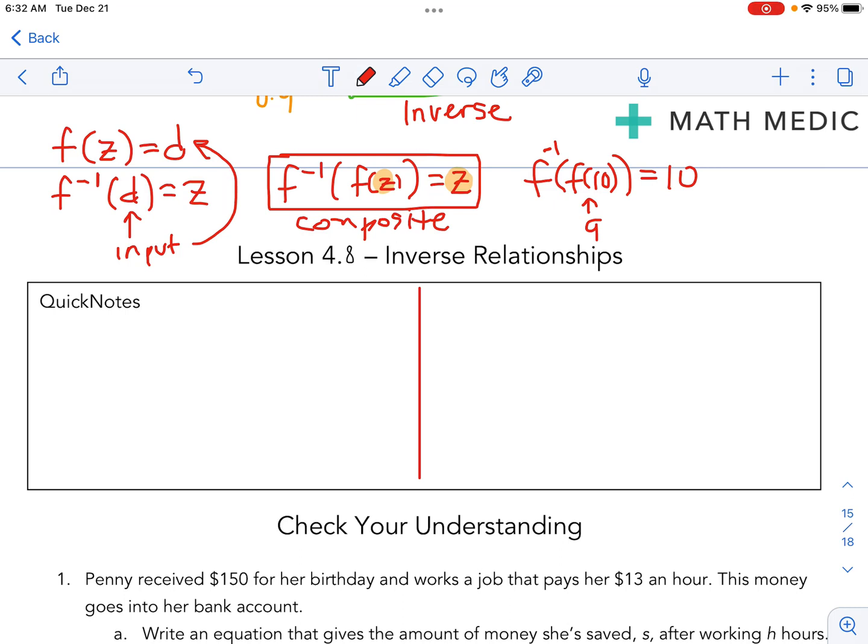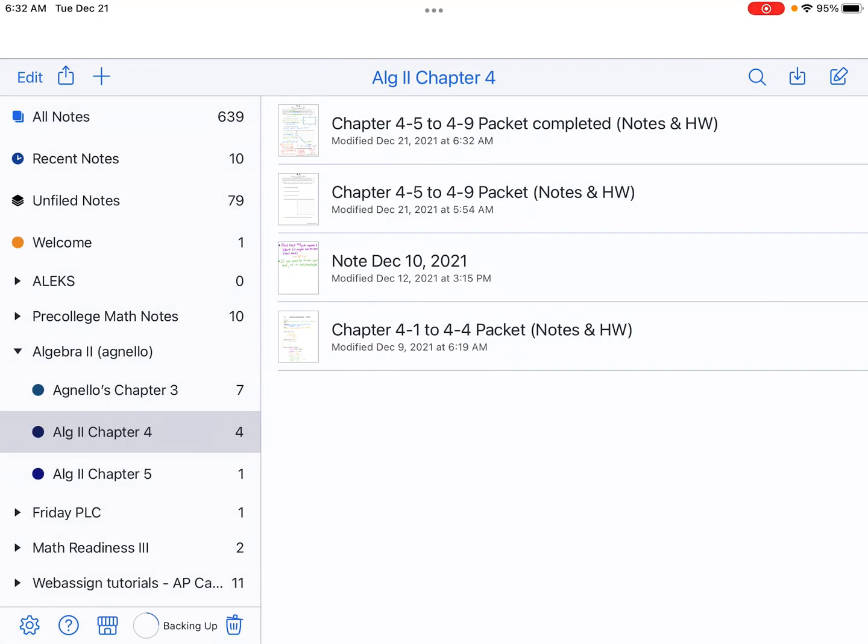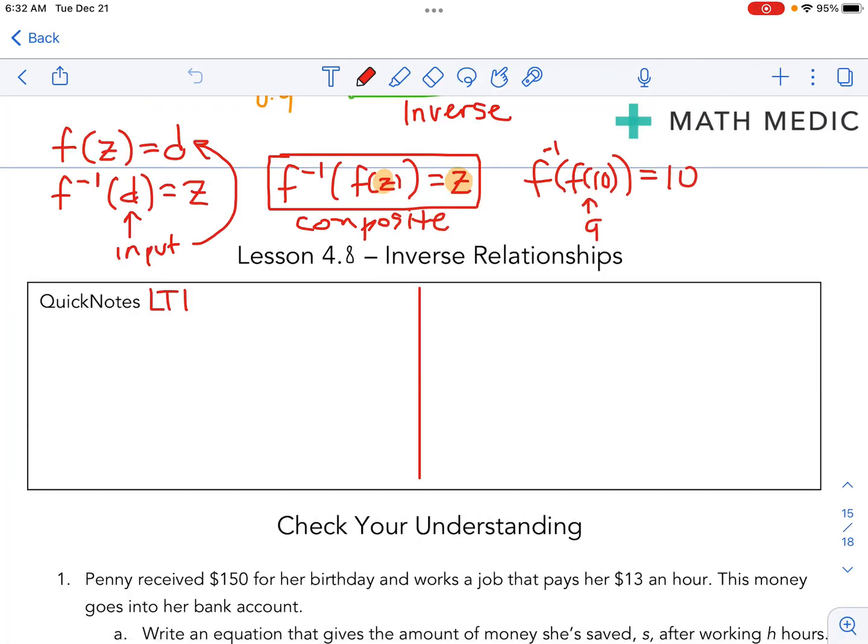The first learning target is writing the inverse function. So that's what we started out doing in question 1. I'm going to put a number 1 here, learning target number 1: we started out with an equation, and then in question 5, we started solving for the other variable.